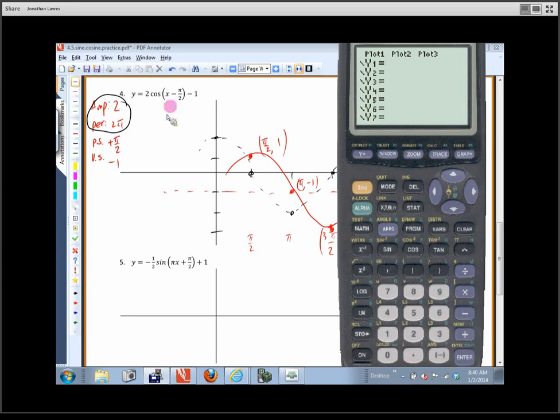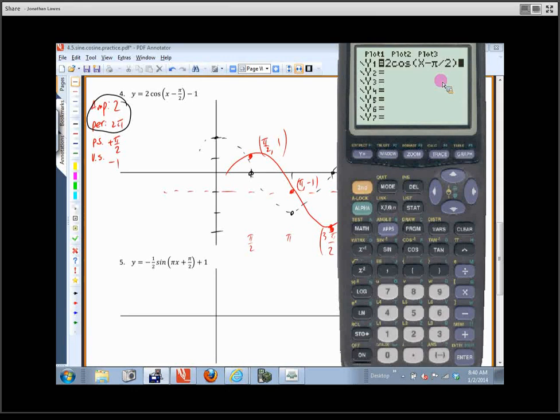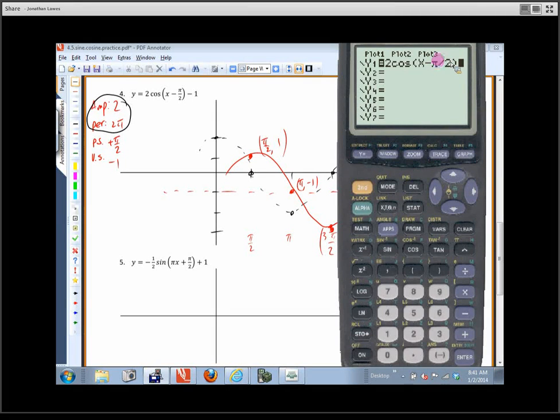Let's put this in there. So let's put in 2 cosine, and then I've got x minus pi divided by 2, close the parentheses. Now, do I need to worry about this at all? Is that going to do what I think it's going to do? Do I need parentheses around the pi halves? It knows the order of operations. It's going to take pi divided by 2. Then it's going to do the subtraction. So you don't need it.